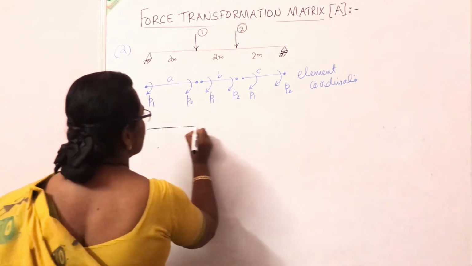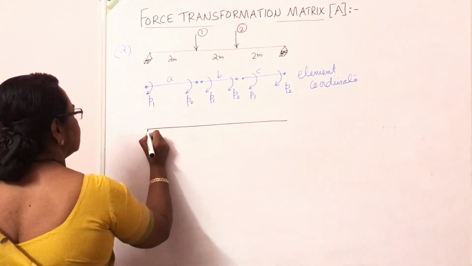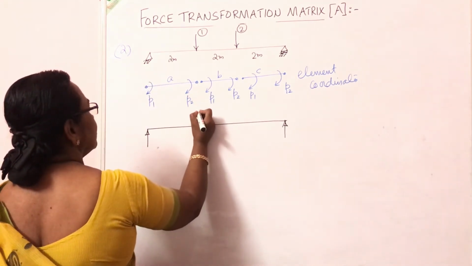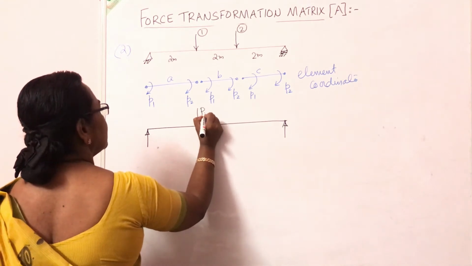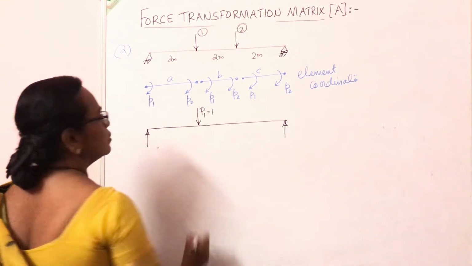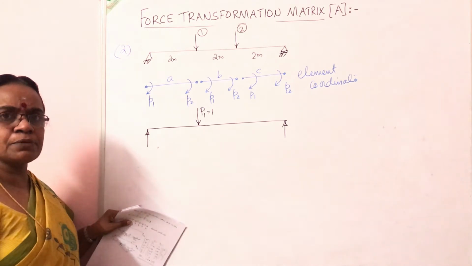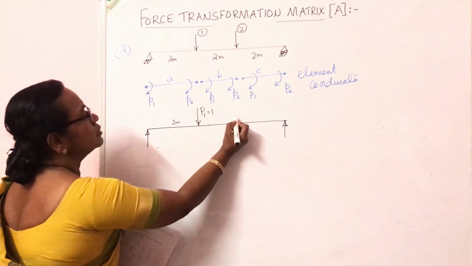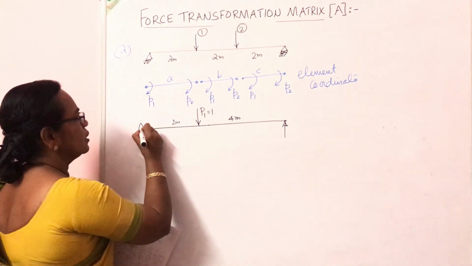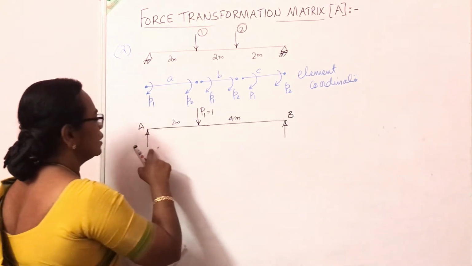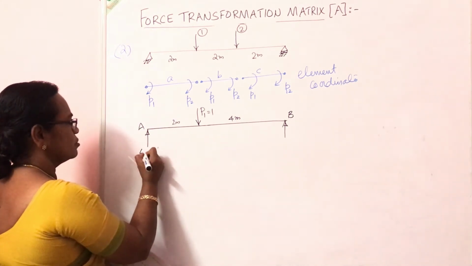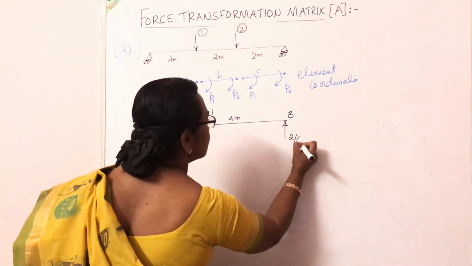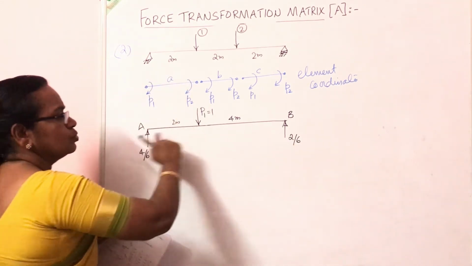So I will mark the original structure. It is a simply supported beam. Apply P1 equal to 1. At this point, you give a unit load, P1 equals 1. How to draw the bending moment diagram for a simply supported beam? When this load is 1, this distance is 2 meter. This distance is 4 meter. So compute the reactions at these two points. What is the reaction here? 1 into 4 by 6. So this reaction will be 4 by 6. This reaction will be 2 by 6, 1 into 2 by 6.